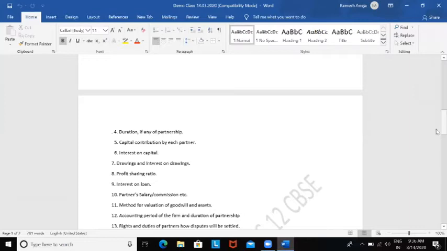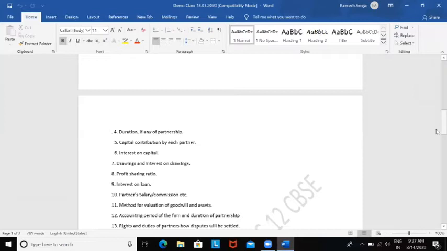So interest on capital, if any, should be mentioned in the partnership deed: what interest on capital the partnership firm will be paying to partners. Drawings and interest on drawings. Again, drawings means the amount withdrawn by the owner for personal use. They will be drawing it either from capital or from profit, right? Whatever profit they are earning, either they will be taking a part of it, or from whatever capital they have, they will be taking out from it. So they are using it for personal purpose.